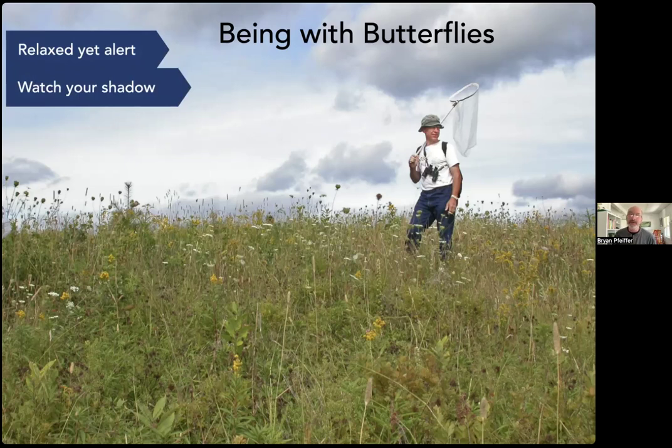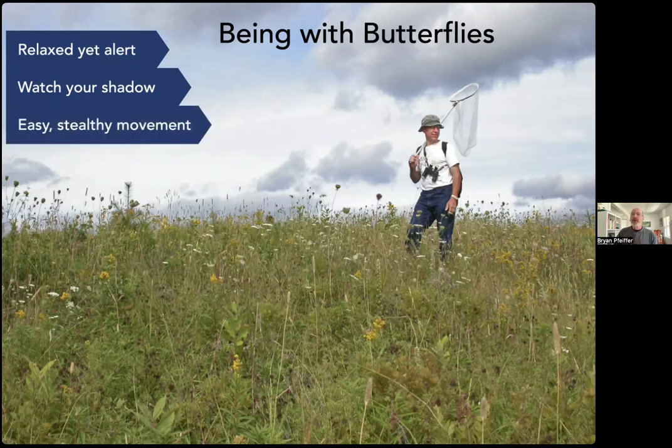Some of you may already know some of this, so I'm going to go through it relatively fast. The point here is to watch your shadow. These are creatures of the sun, after all. As you're maneuvering to get your picture, you don't want your shadow to pass over the butterfly, although you often want the sun at your back. You really want to be between the sun and the butterfly, so you need to be aware of your shadow. Your movement towards butterflies is not kinetic and fast. It's easy and stealthy, like a cat.